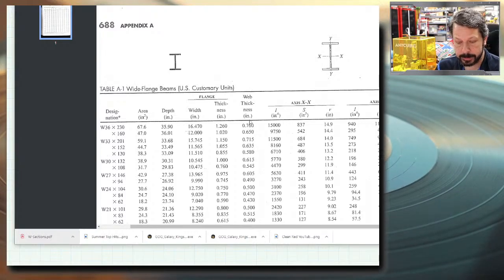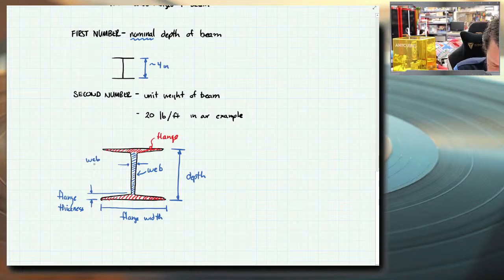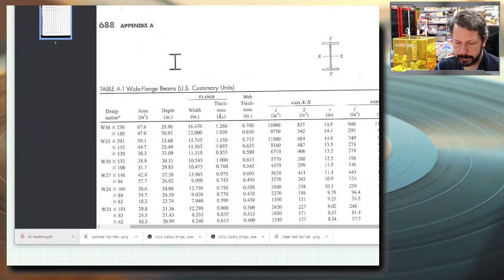All right, let's go back and look at what we have. Here's the web thickness, 3/4 of an inch. So that would be this. Then I have two sets of the same thing, I, S, R, but there's one set of I, S, and R under this thing called axis XX, and there's another set of I, S, R under a column called axis YY.